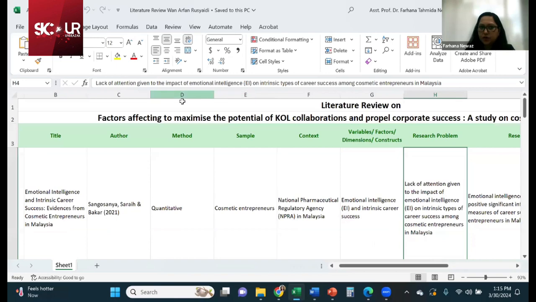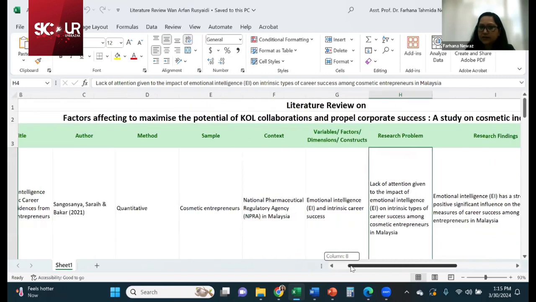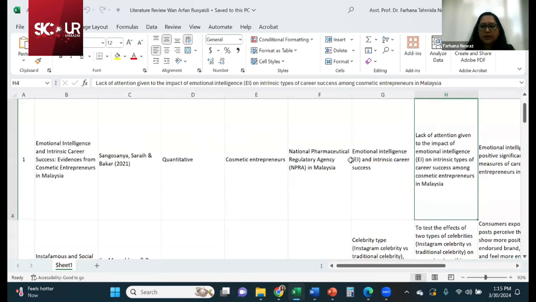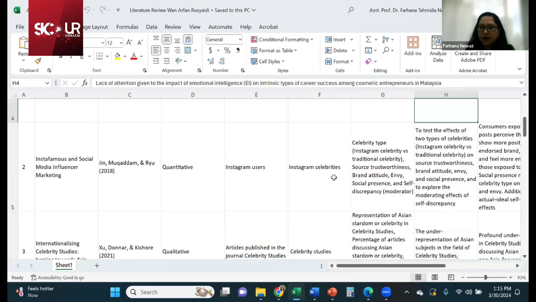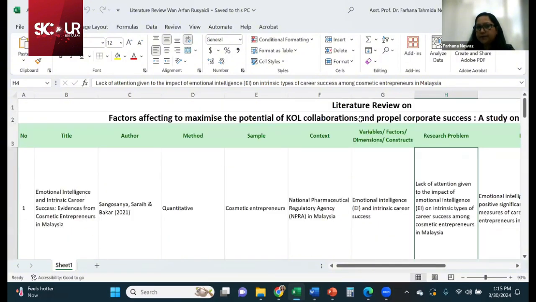Suppose this topic, right? One of the students' topics is this one: factors affecting to maximize key opinion leaders collaboration and corporate success, right? So all the articles related to this collaboration, meaning the opinion leaders' collaboration and organizational performances or their success, right? So all these are related to his or her topic. So you also need to make sure all your literature will be related to your topic.